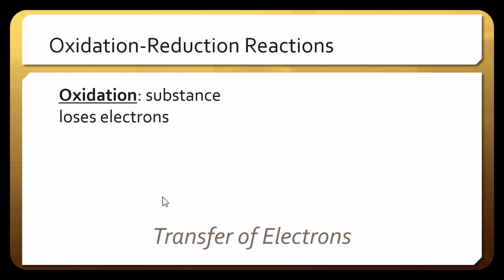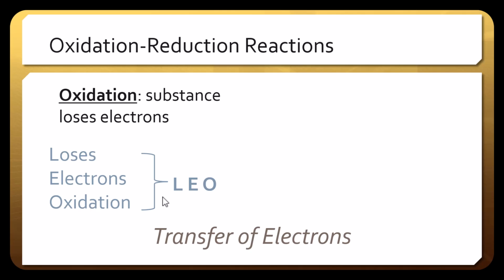First, the substance that loses electrons during a chemical reaction undergoes what we call an oxidation. So the substance that loses electrons is oxidized. The way that we remember that is Leo the lion says grr. Leo, our lion, is named from loses electrons oxidation. So whatever loses electrons undergoes oxidation.